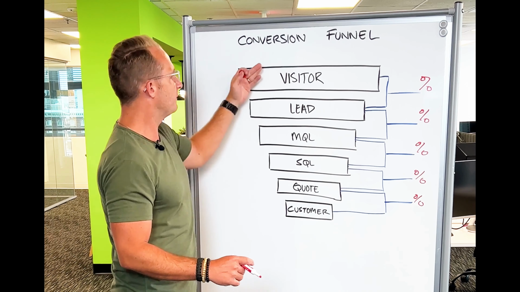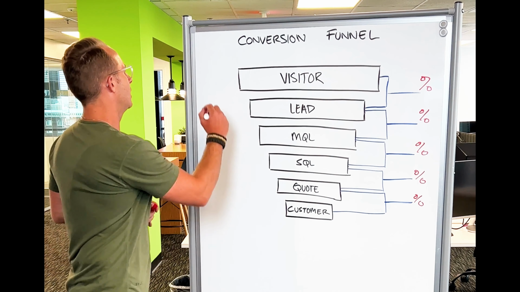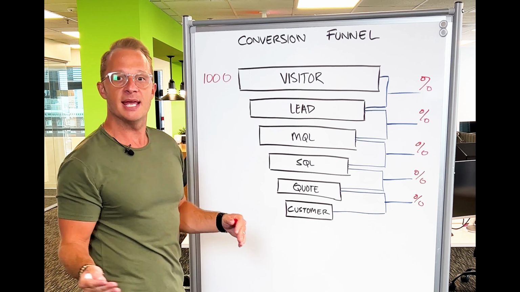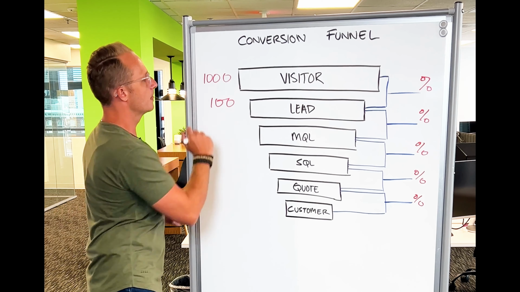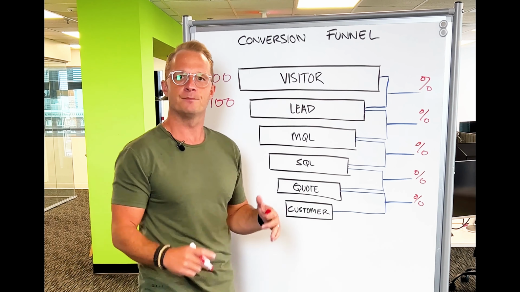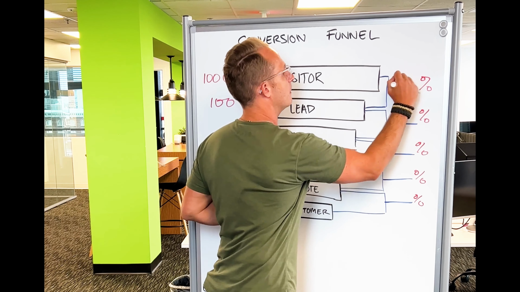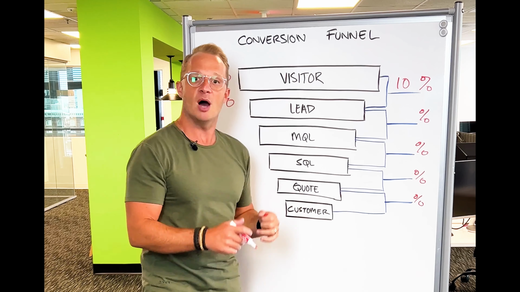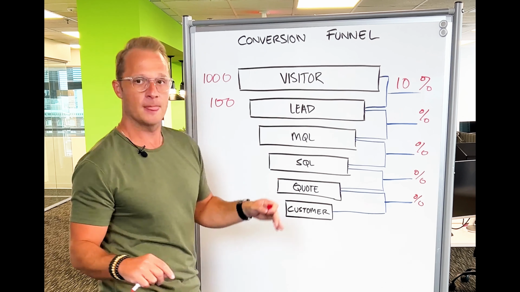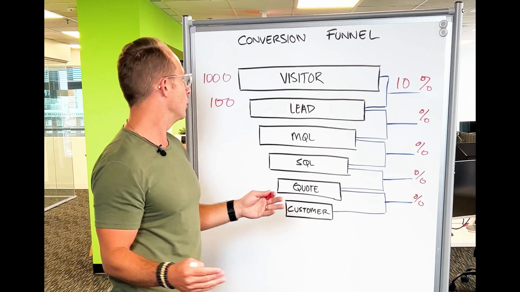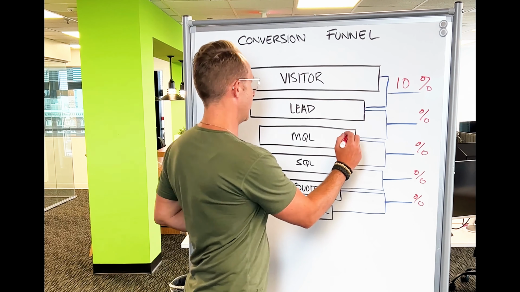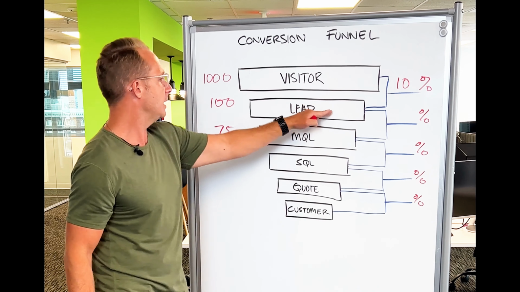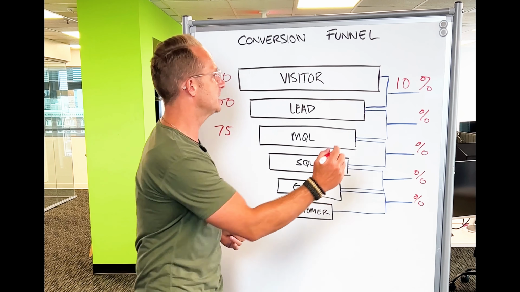So the first would be a visitor to a lead. So let's say you have 1,000 visitors who come to your website. And 100 of those visitors provide you with contact information. So that would give us a conversion rate between a visitor and a lead of 10%. Okay? Now of those 100 leads, let's say 75 of those were marketing qualified. Okay? So we have 75 marketing qualified leads. So the lead to MQL ratio, 75%.